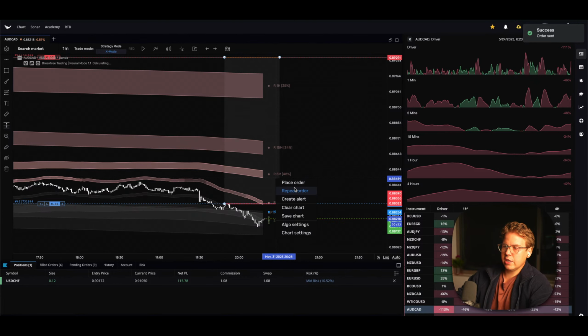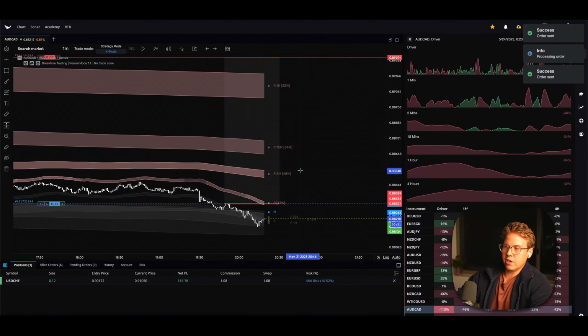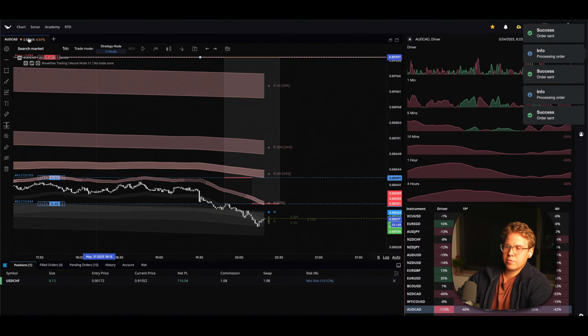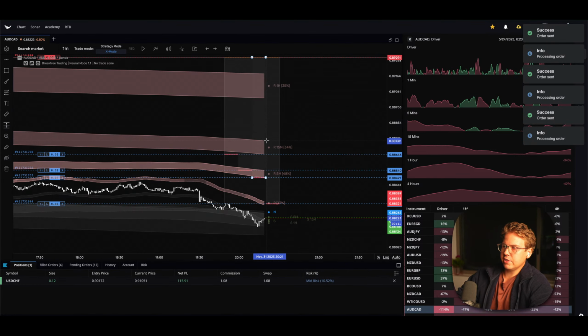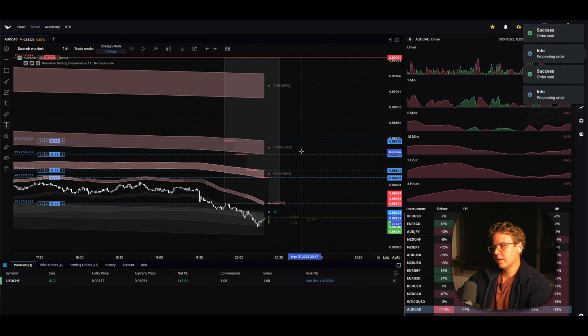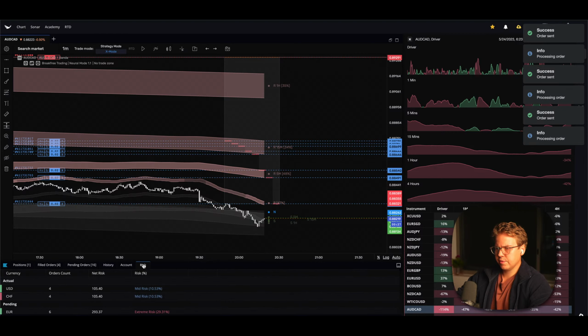And then here I'm gonna click repeat order for the 5 minute, and it will automatically use the same stop loss here. And here we'll put something like 5 of these, and it should match roughly with the risk that we want to take. Let's have a look.